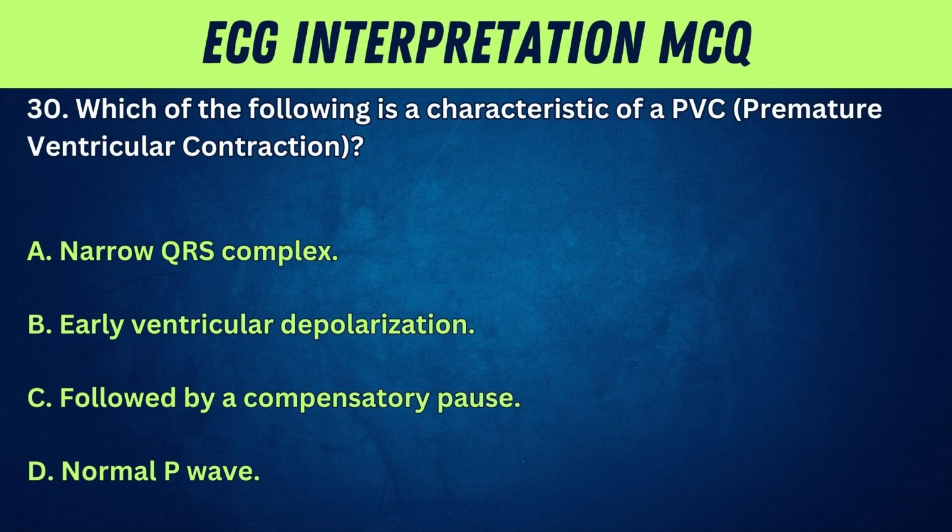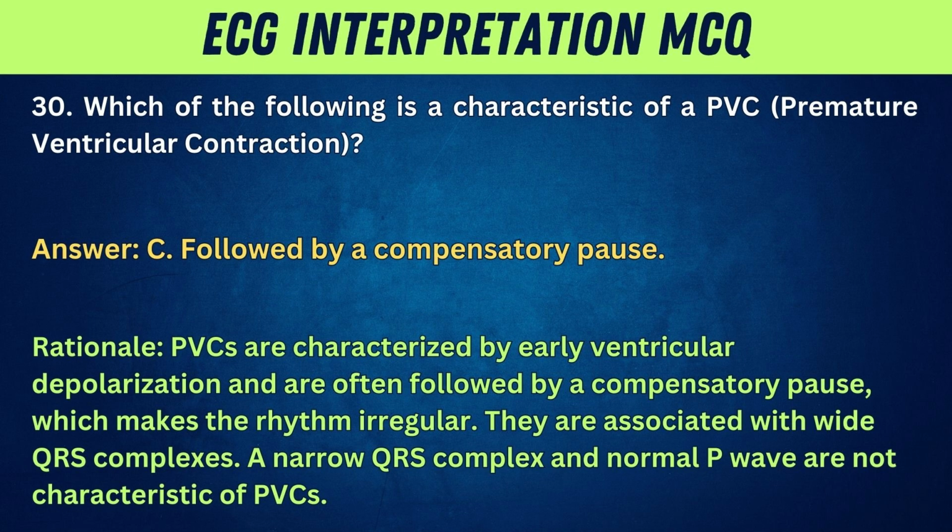30. Which of the following is a characteristic of a PVC, premature ventricular contraction? A. Narrow QRS complex. B. Early ventricular depolarization. C. Followed by a compensatory pause. D. Normal P wave. Answer: C. Followed by a compensatory pause.